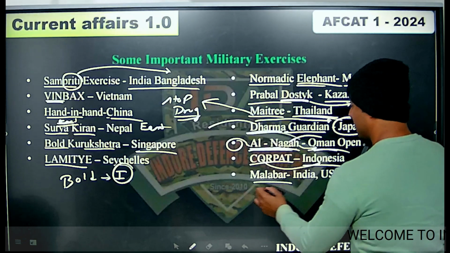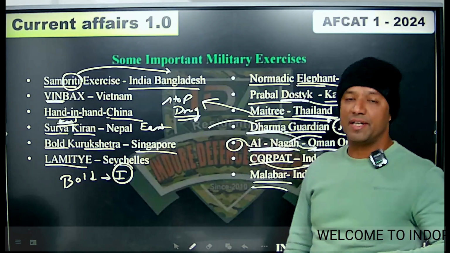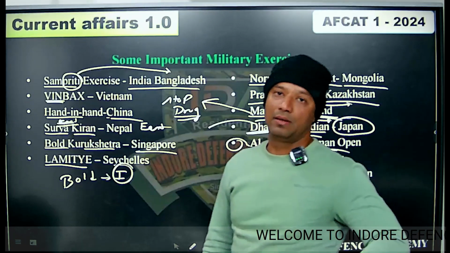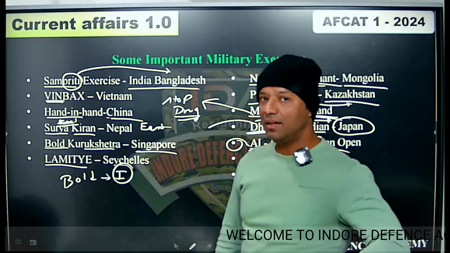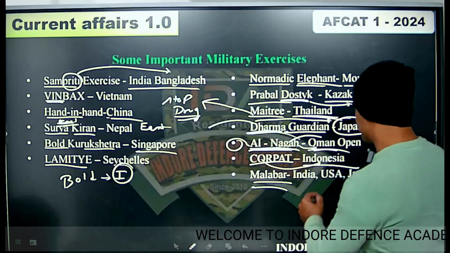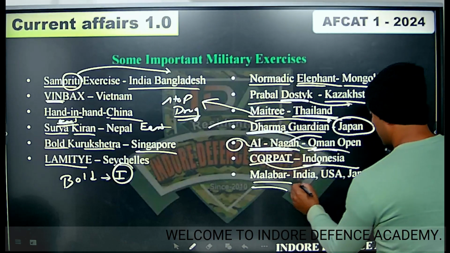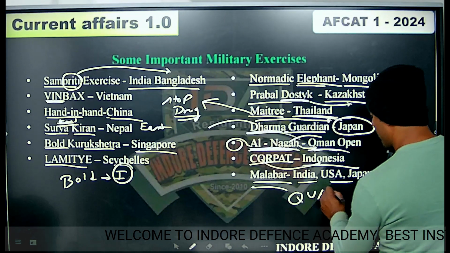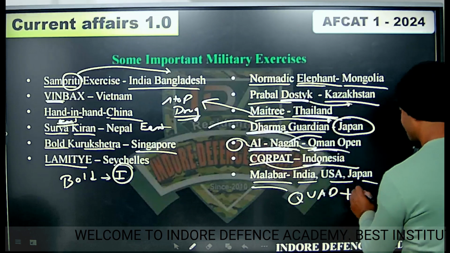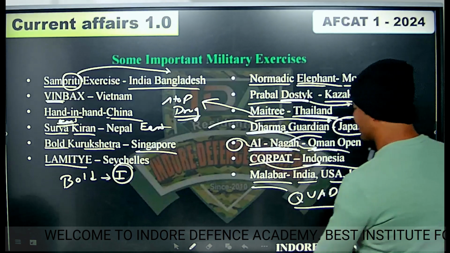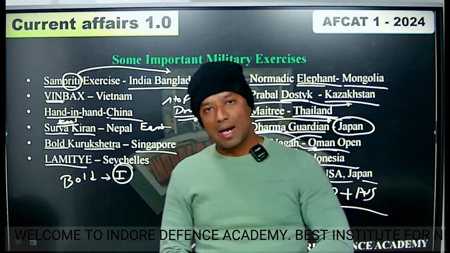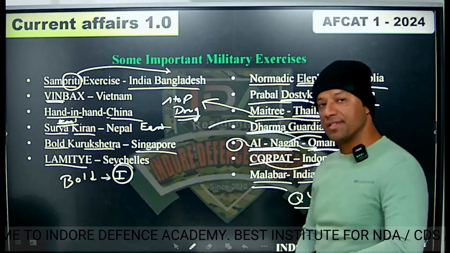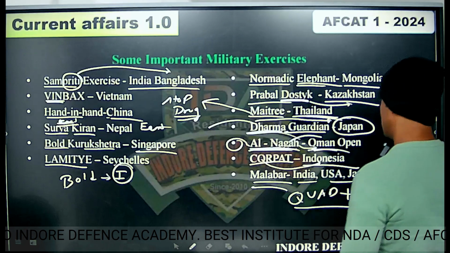Malabar in the last. Malabar exercise is very important, my friends. It was conducted very recently between the India, USA and the Japan. India, USA and Japan are also coordinating, plus Australia. Okay, so Malabar exercise is between India, Japan and the United States of America.